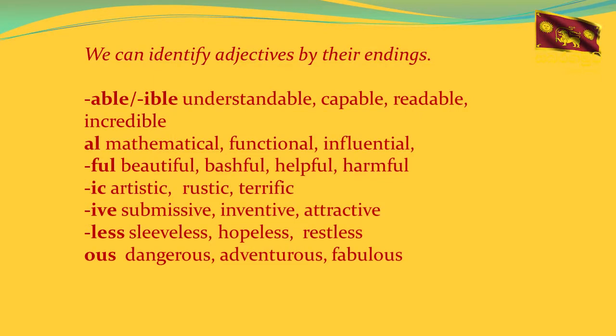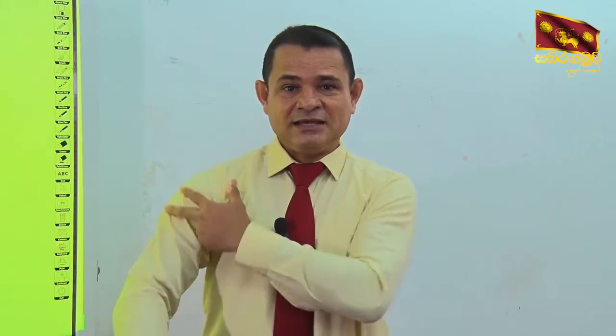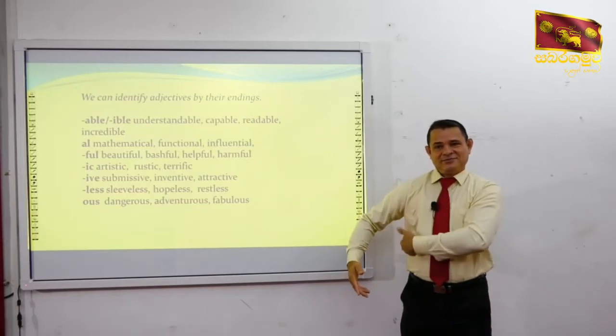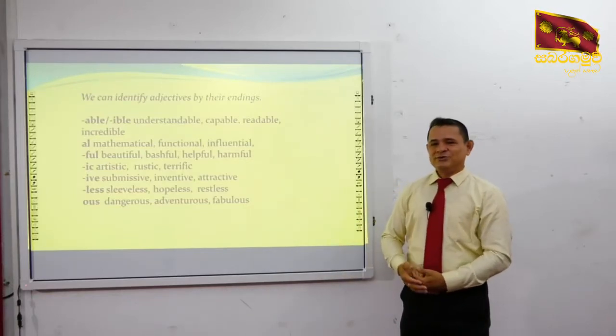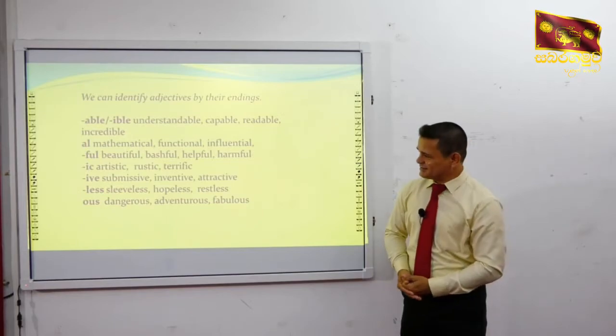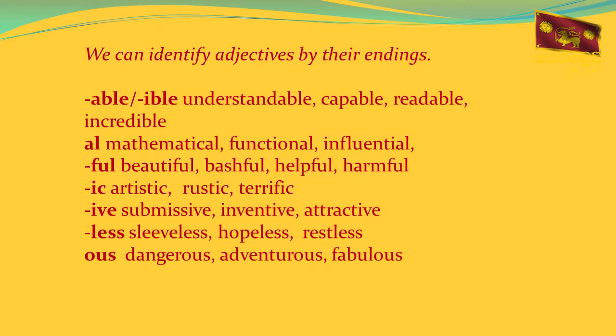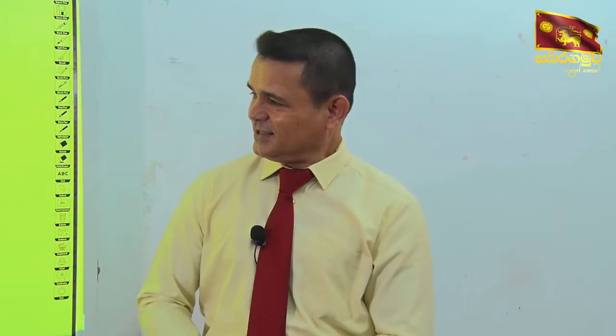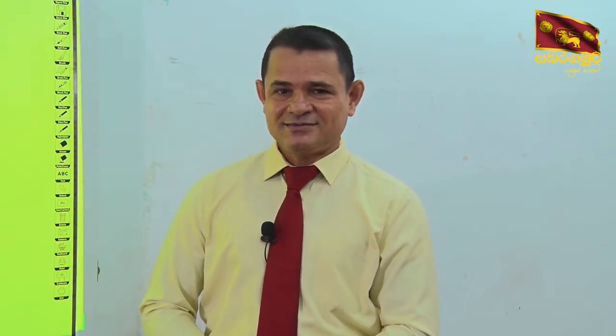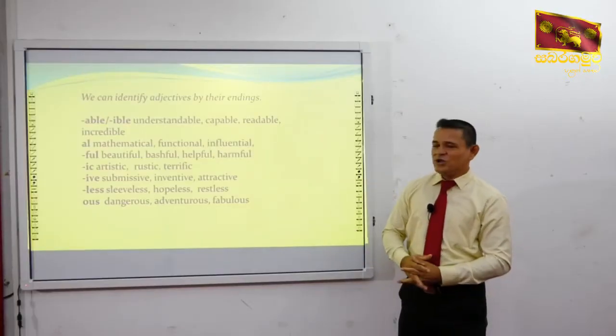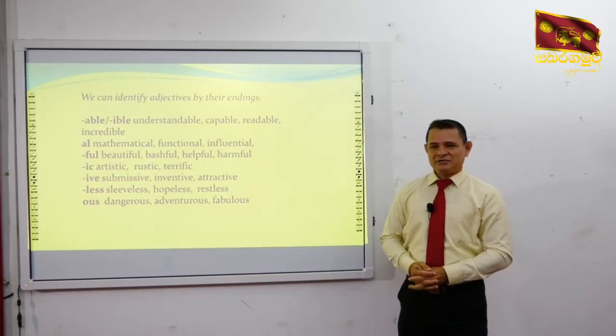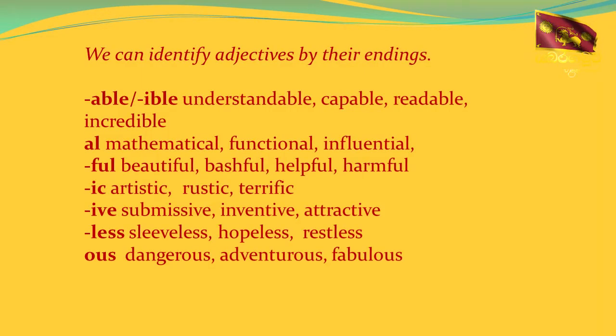sleeveless. Sleeves, you know, in shirts, in dresses, long sleeve. Sleeveless means no sleeve. Right. So you can make new adjectives by adding these suffixes. Hopeless. Restless. And another one is OUS. Dangerous. Danger, dangerous. Adventurous. Fabulous. You see, here I have given some of them, right?